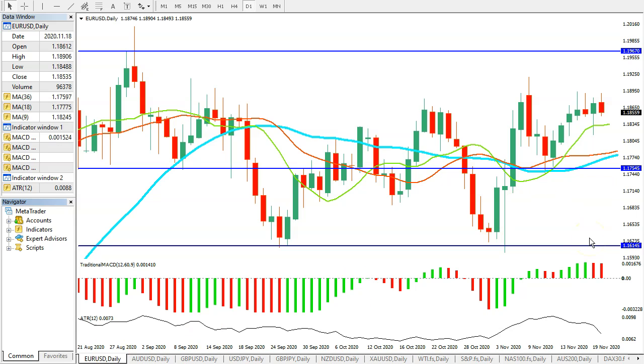Let's take a look at the Euro US dollar. We are looking at a slight uptrend after the MACD divergence that we had here with a very long pin bar. That was a clear indication of a trend reversal, so the price reversed up, and we will be looking for long entries now around this support level.